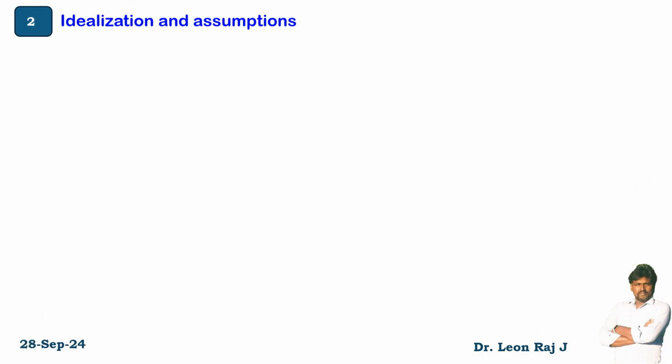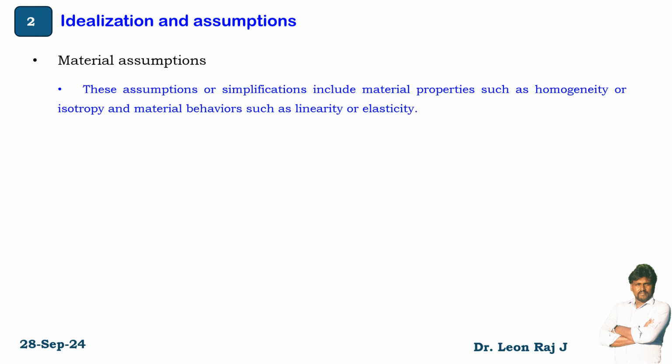So first, idealization and assumptions. Material assumption. These assumptions are simplifications. Assumptions means we are simplifying the physical phenomena. These simplifications include material properties such as homogeneity or isotropy. For example, concrete is a heterogeneous material in nature, but we assume it is a homogeneous material.